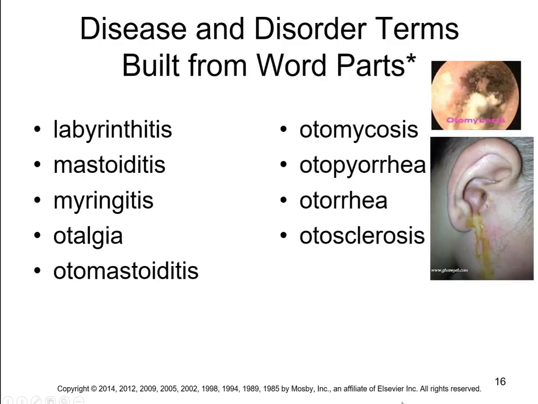So there are going to be a lot of terms in this chapter related to word parts. Labyrinthitis, obviously, is inflammation of the labyrinth. Mastoiditis is inflammation of the mastoid bone. Myringitis is inflammation of the tympanic membrane or the eardrum. Otalgia is pain in the ear. Osteomastoiditis is inflammation of the ear and the mastoid bone.